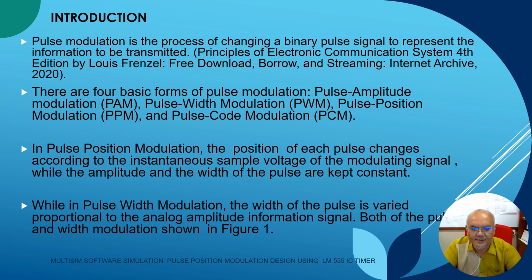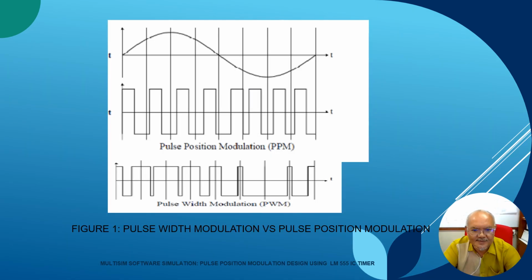While in pulse width modulation, the width of the pulse is proportional to the analog amplitude information signal. Both the pulse width and pulse position modulation are shown in Figure 1. Figure 1. Pulse width modulation and pulse position modulation signal.